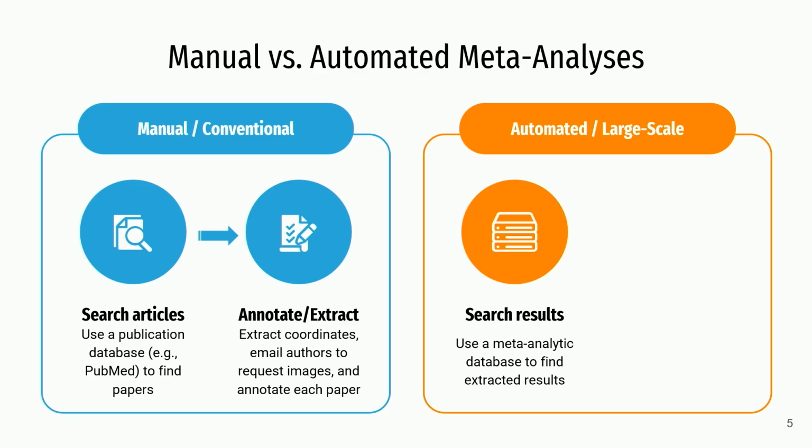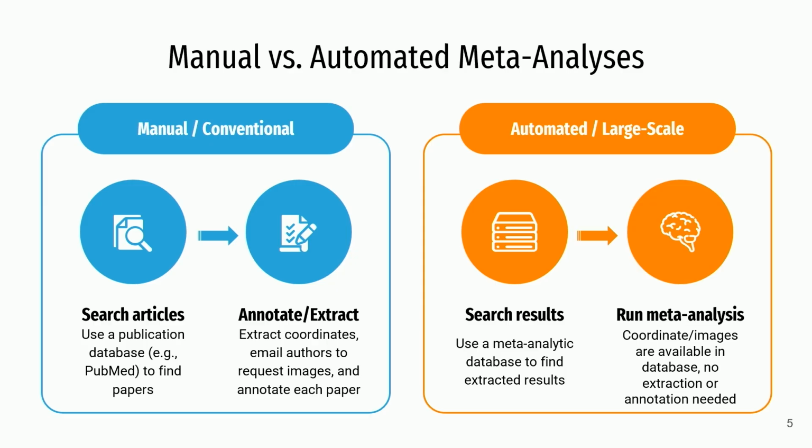On the other hand, if you're using an automated or a large-scale approach, you're starting with an existing database, something like the BrainMap database or NeuroSynth, where there are already hundreds if not thousands of studies populated into this database for you to start searching through. And then you can run your meta-analysis on the data that's already available within that database. So you don't need to go through and read maybe every individual paper. You don't need to extract these XYZ coordinates because they're already there.